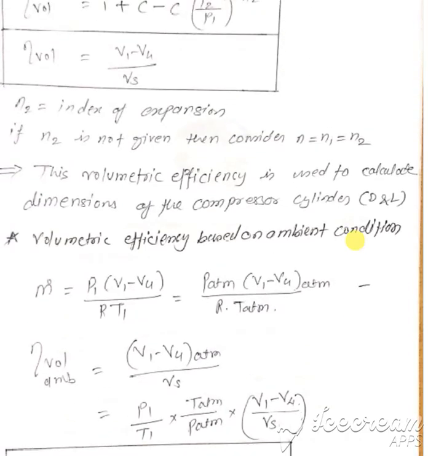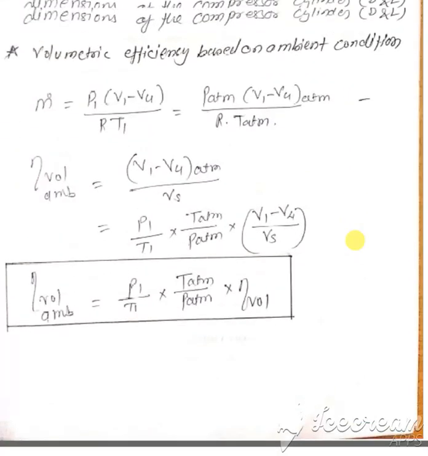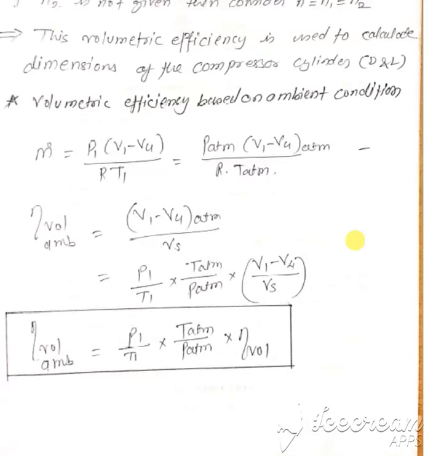But this volumetric efficiency is for the suction condition. Suction condition means when the suction pressure and atmospheric pressure are the same, and the suction temperature and atmospheric temperature are the same. Suppose the suction temperature and suction pressure are different from the atmospheric pressure and atmospheric temperature. In that case, we have to express volumetric efficiency in terms of ambient condition.